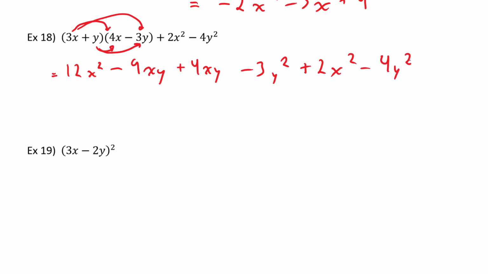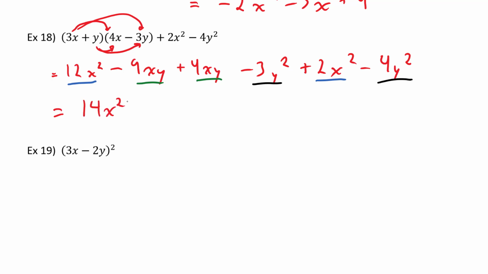So we've expanded out those two binomials by using FOIL, and now we're going to collect like terms. We have an x squared, we have an x squared. Here we have an xy, xy, and that's it. And here we have a y squared and a y squared. Let's combine those down on the next line. We collect like terms. 12x squared plus 2x squared is 14x squared.